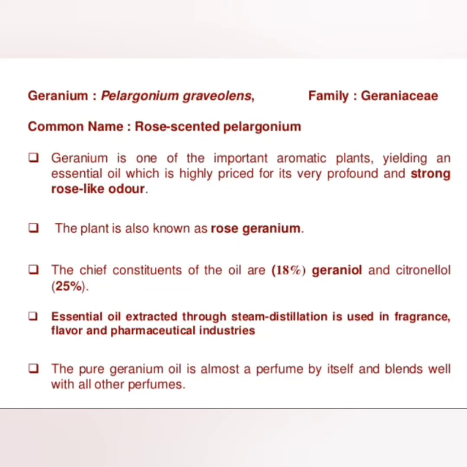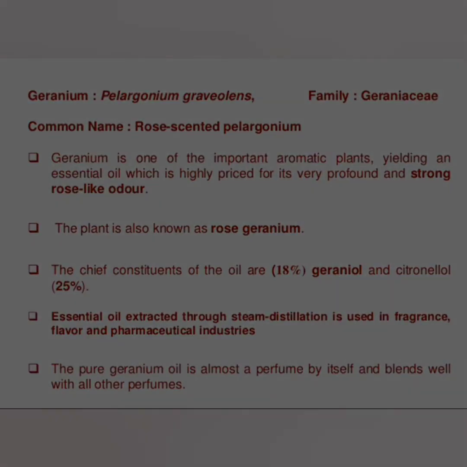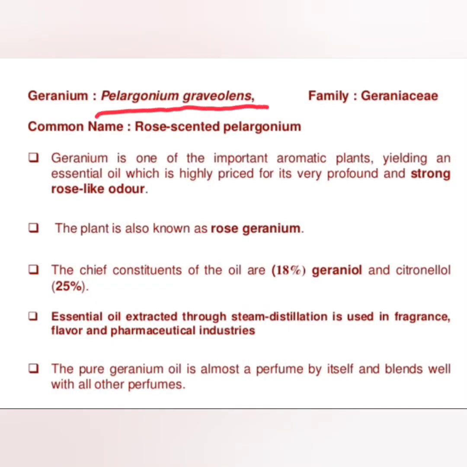So the last aromatic plant that we are going to study from this topic is geranium. As you can see here, the botanical name is Pelargonium graveolens, and it belongs to the family Geraniaceae. But we have many other species also, not only this one. We have Pelargonium radula and Pelargonium fragrans. So fragrans, radula, and graveolens.